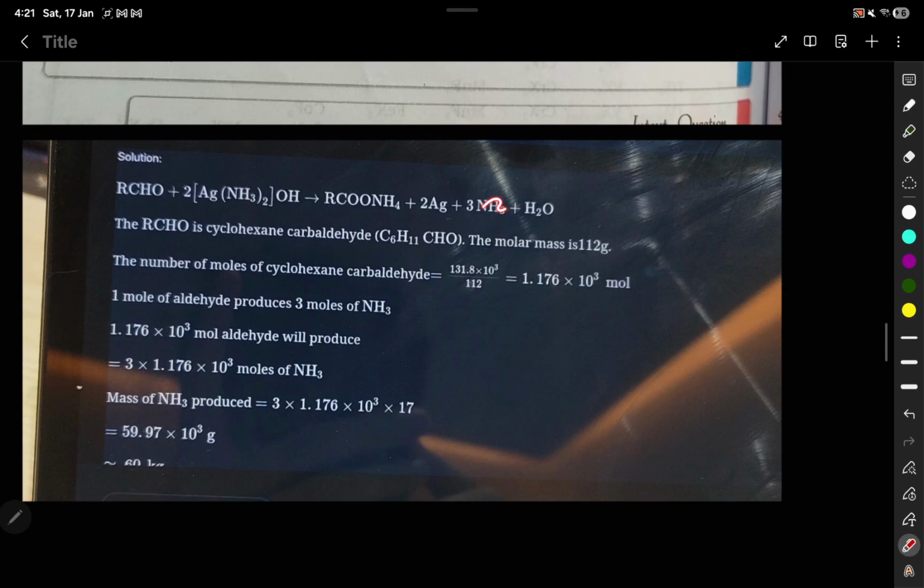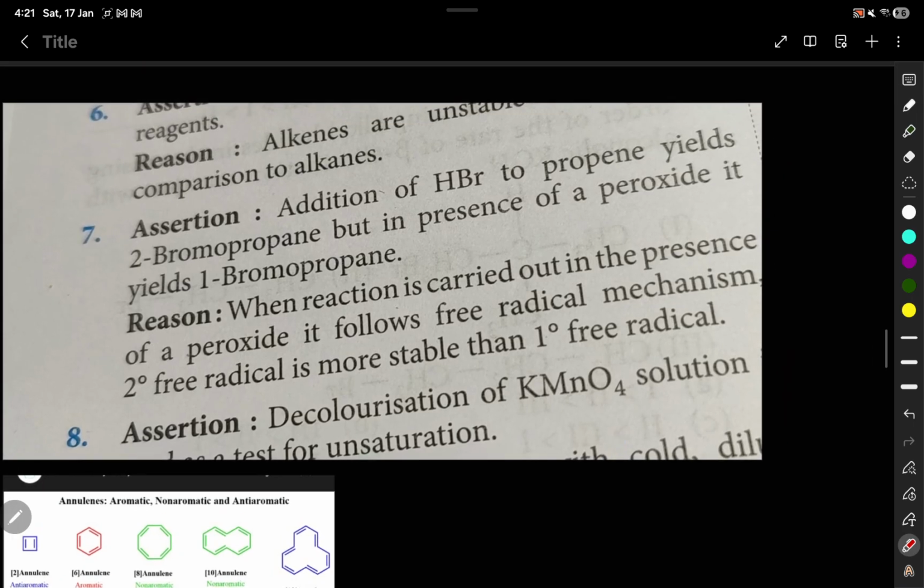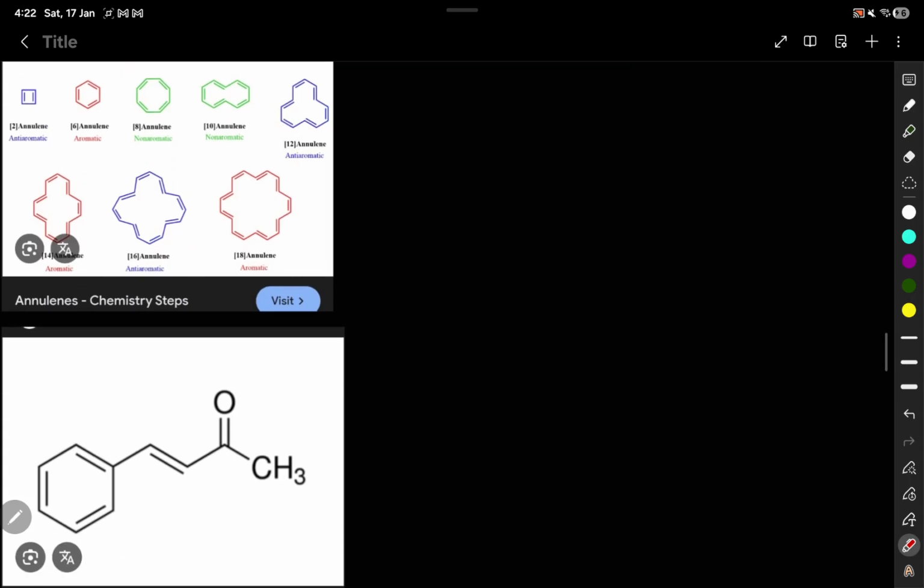Okay, this one is a PYQ, and we've seen that it's 3NH3 as compared to what we saw previously. Addition of HBr to propene yields 2-bromopropane, but in the presence of peroxide it yields 1-bromopropane. When the reaction is carried out in the presence of peroxide, it follows the free radical mechanism, and a 2 degree free radical is more stable than a 1 degree free radical. Both assertion and reason are true, and reason is the correct explanation of assertion.